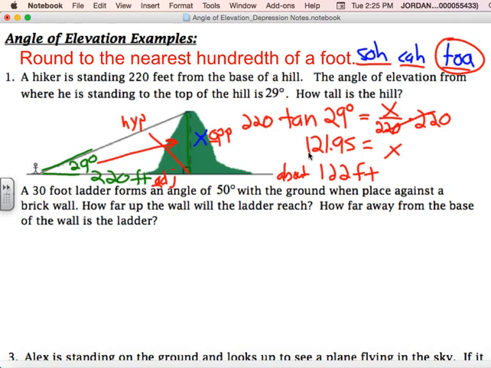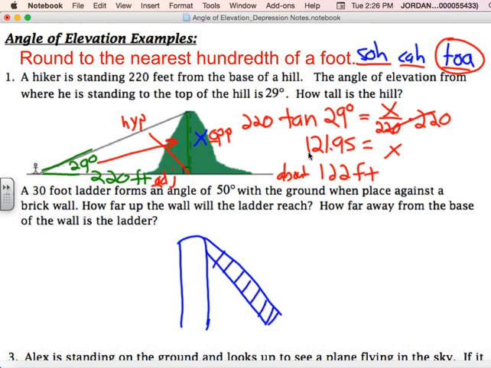So on this one, we don't have a picture, so we need to draw the picture. Okay, we got a 30-foot ladder, forms an angle of 50 degrees with the ground when placed against a brick wall. Okay, so let's go ahead and draw the wall. It doesn't have to be anything crazy. You can just make a rectangular shape. You don't need to be artists or anything. And then we're going to put a ladder up against the wall.